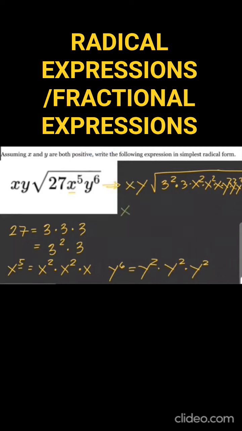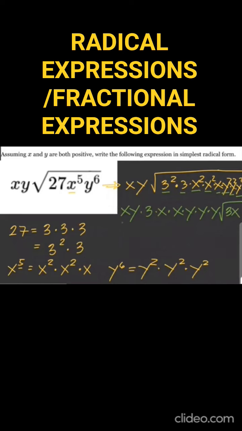So this would become xy. We copy xy. Square root of 3 squared is 3, so we put 3 outside. Square root of x squared is x. Square root of x squared is x. Then square root of y squared is y. Then square root of another y squared is y. Then the square root of the third y squared is y. And we are now left with only 3 and x inside the radical. So that would be square root of 3x.